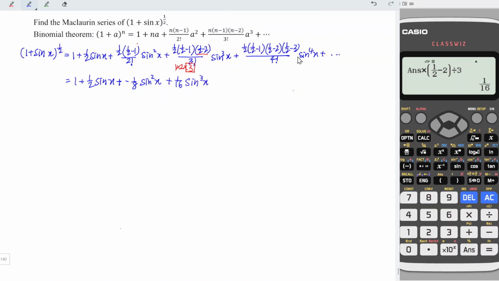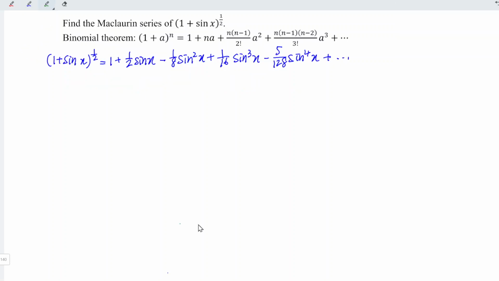And for the next term also, we just have to change a little bit, referring to the previous term. So in this case, the extra term is 1 over 2 minus 3 and divided by 4. So this is simpler. So we have negative 5 over 128 and sine to the power of 4 x. Next is to obtain the Maclaurin series for the function sine x.